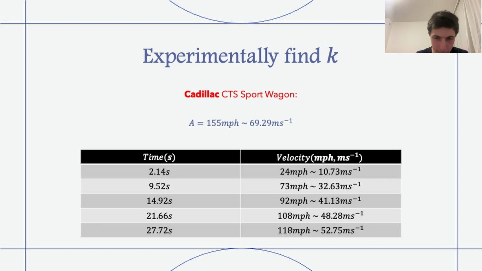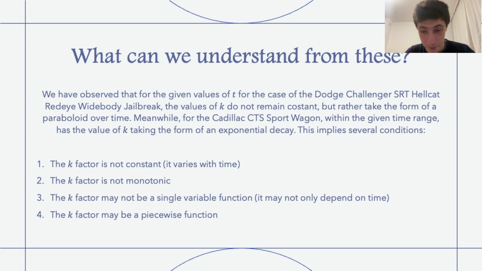And since we observed these equations, we observed these values, basically we can kind of understand how they behave, at least with the given values that I took. And I would assume that the function is relatively smooth at the very least. However, this still implies some conditions. First of all, the k factor is not constant. That's what we already said. And so it may vary with time.